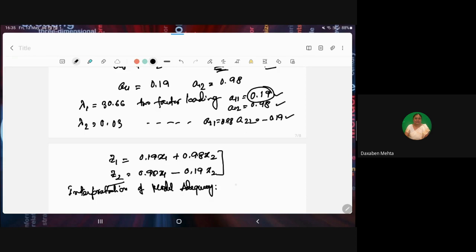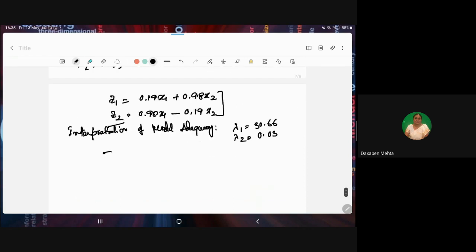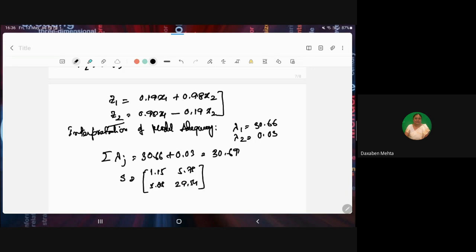So you get lambda 1, the first eigenvalue, this, and the second eigenvalue is this. So look, what is the value of the summation of lambda j? That is 30.66 plus 0.03, 30.69. So actually we have extracted lambda j from the S matrix. Mind it, the S matrix is the variance covariance matrix 1.15, 5.76, 5.76 and 29.54, from where we extracted the lambdas.